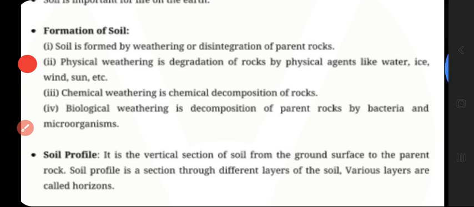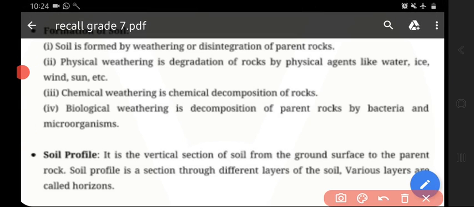Formation of the soil. Soil is formed by the process called weathering. In other words, it is the disintegration of rock, that is the parent rock. The three types are physical weathering, chemical weathering, and biological weathering. So by this process, the soil is formed.